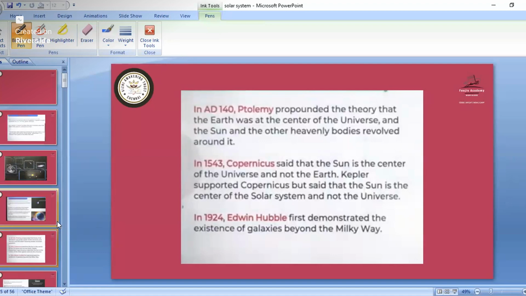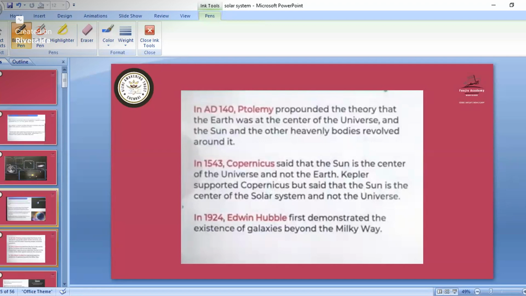1543, Copernicus said that the Sun is the center of the universe, not the Earth. And Ptolemy also said that Earth is at the center of the universe, with the Sun and the other heavenly bodies around it. But Copernicus said what? The Sun is the center of the universe. So you must know who said that the Sun is the center of the universe, not the Earth. That is Copernicus. And if a question comes, who said that Earth is at the center of the universe?